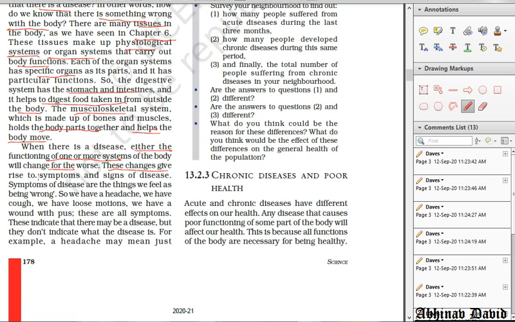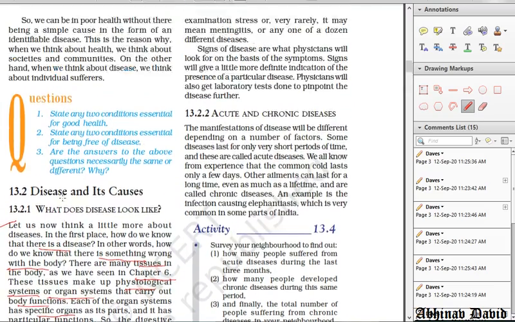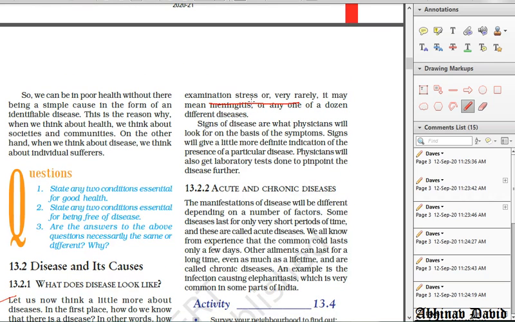These changes give rise to symptoms and signs of the disease. So what are symptoms? Symptoms of the disease are things we feel as being wrong. Whatever is wrong in our body, they are symptoms. So we have a headache, cough, loose motions. These are all symptoms. These indicate that there may be a disease. Symptoms will give rise to signs of a disease. For example, a headache may mean examination stress, or very rarely meningitis. Meningitis means brain fever. You can write here brain fever, or any of a dozen different diseases.